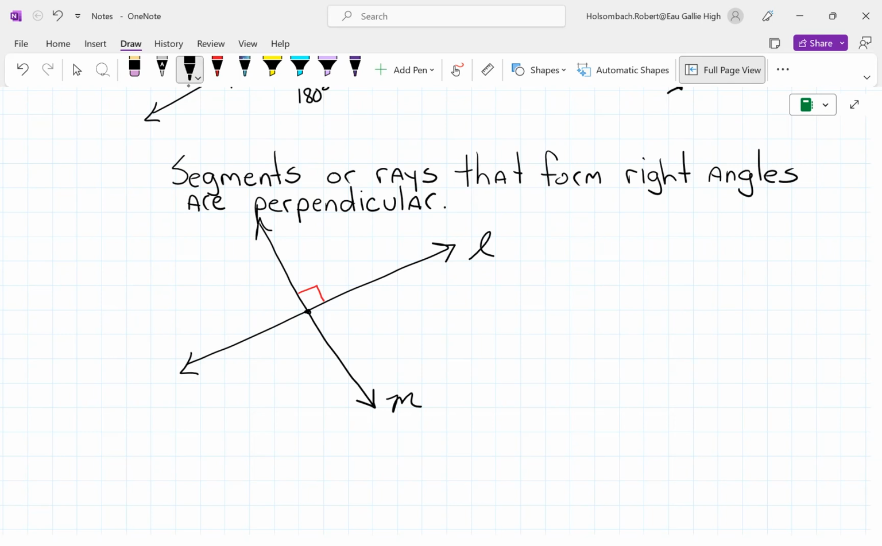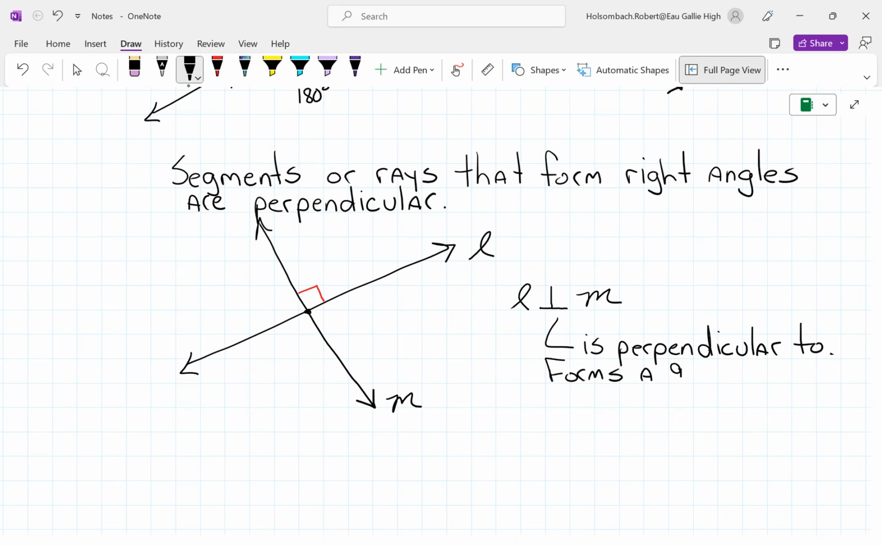Now, here's the symbol for perpendicular. We say L, it's an upside down T. Line L is perpendicular to line M. We read this as perpendicular to. We can call it forms a 90-degree angle.